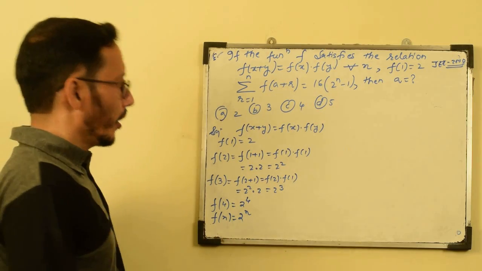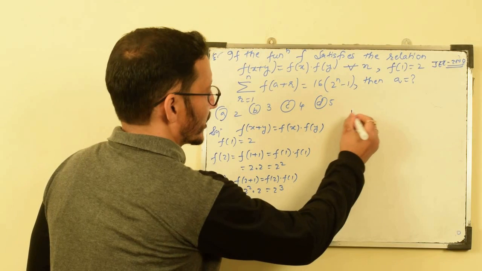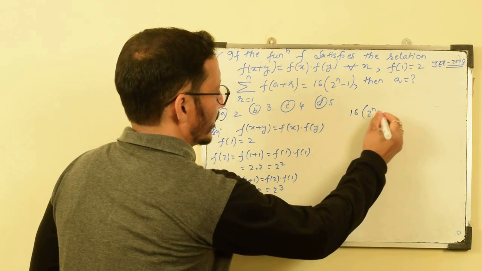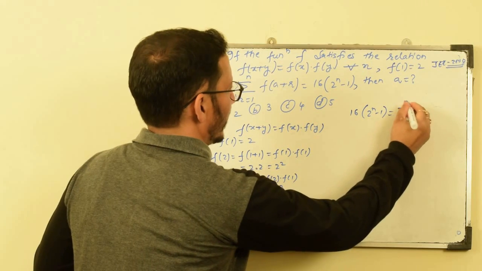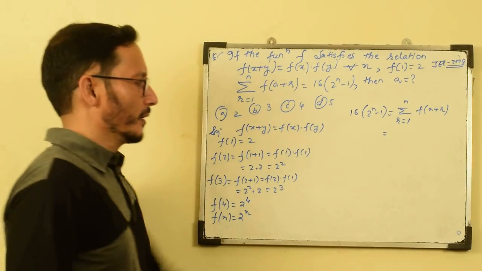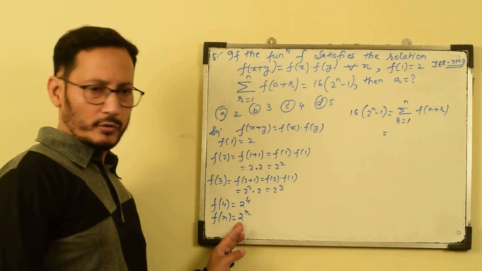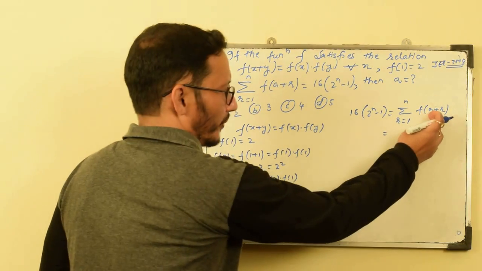So with the help of this relation, we get f of n is equal to 2 to the power n. Or can we write the summation of 16 to the power n minus 1 is equal to the summation of r is equal to 1 to n of f of a plus r? Here f of n means 2 to the power n, f of 4 means 2 to the power 4. So what is f of a plus r?